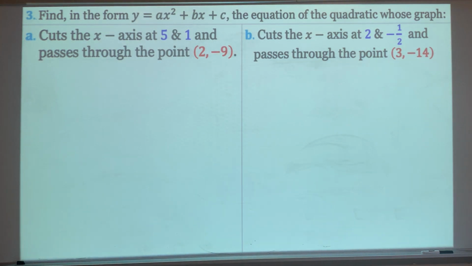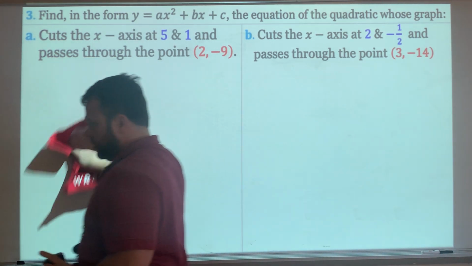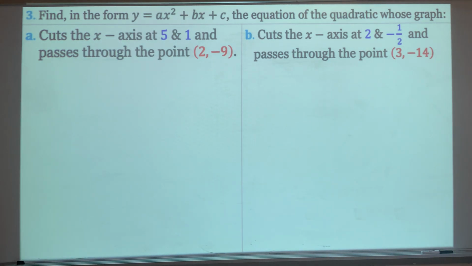All right, so first one, 3A, it cuts through 5, 1, and passes through point 2, negative 9. So this is almost identical to the example problem that we just did, so you should have had no problem with it. If you did, we'll be good after a couple of these.